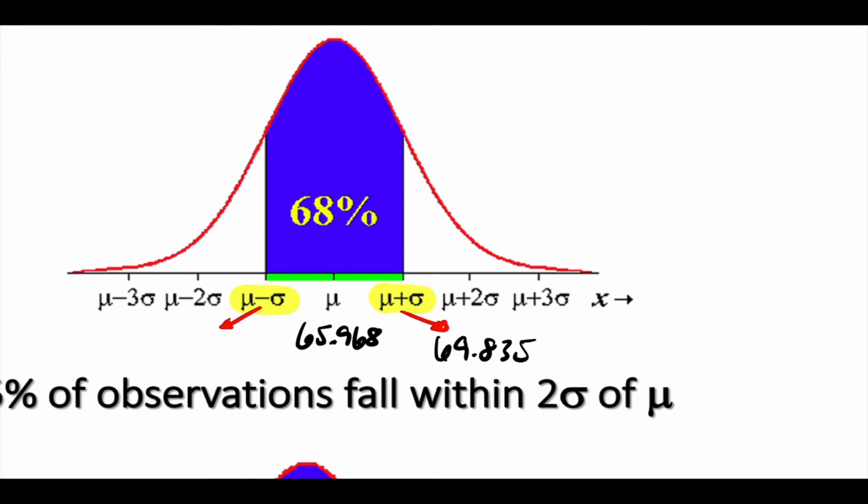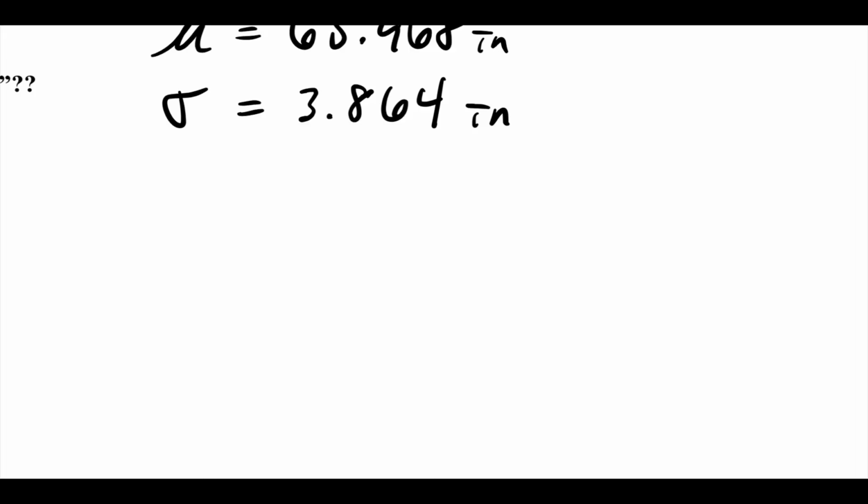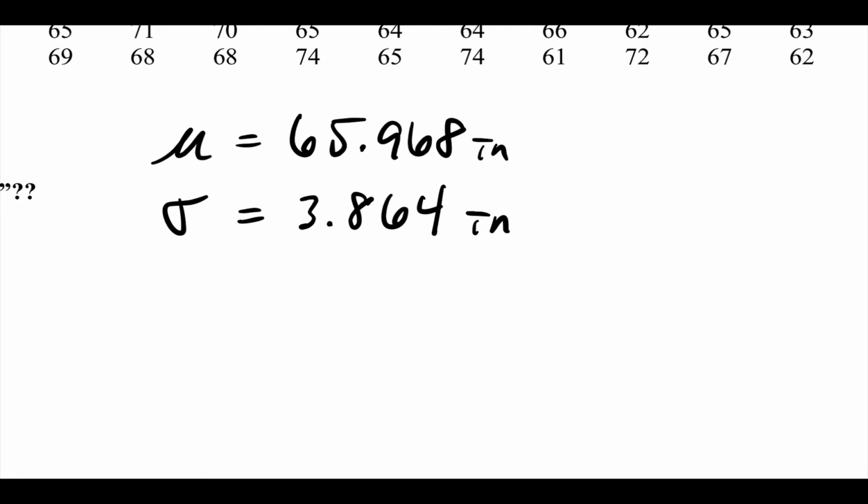Good. What about a mean minus a standard deviation? Give me that number now. 62.103. So what you guys just did was you added them together for the plus and you subtracted them for the minus, right? That's one standard deviation.